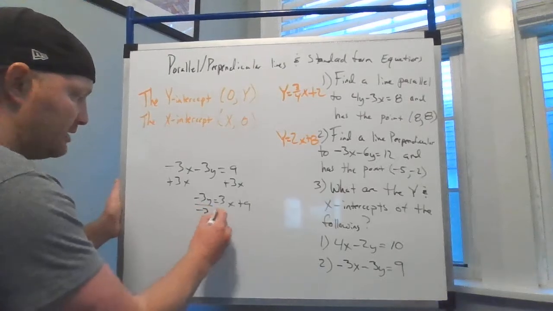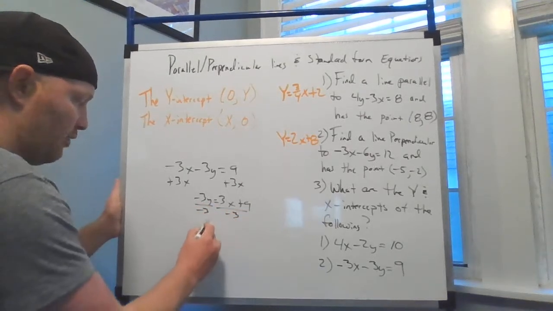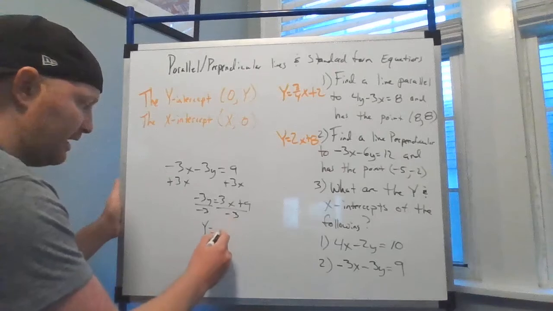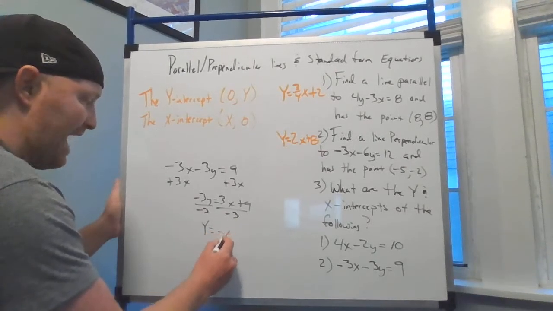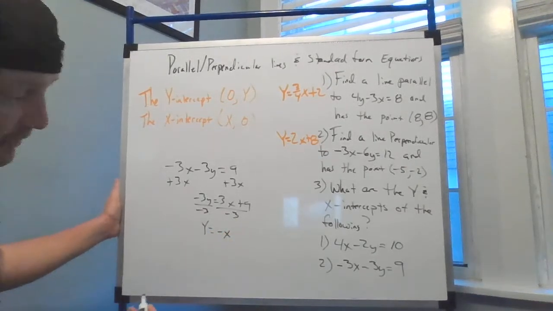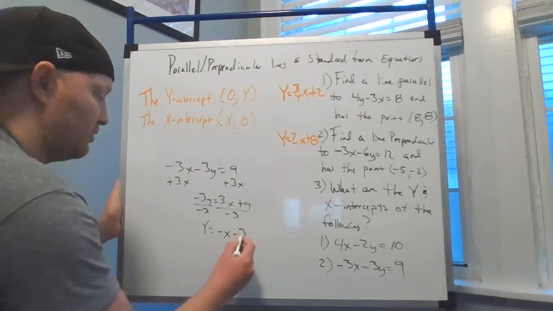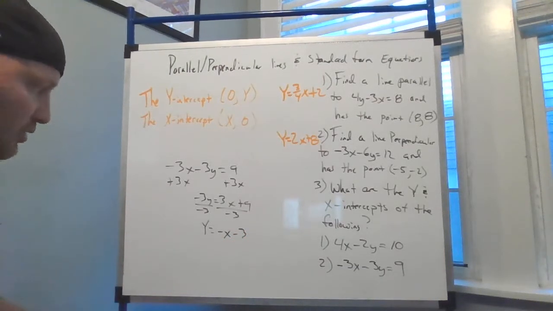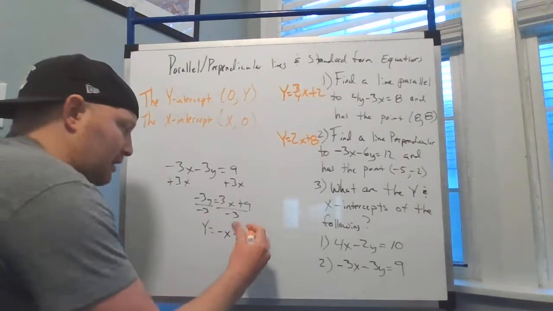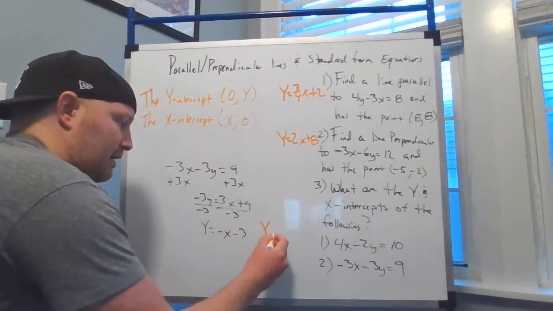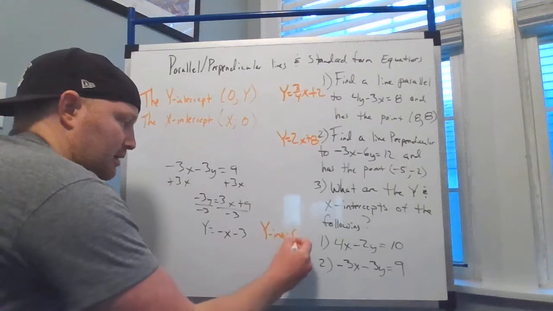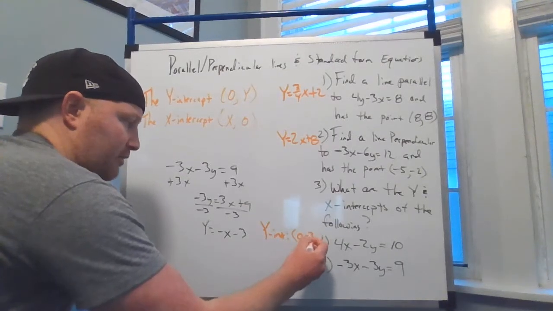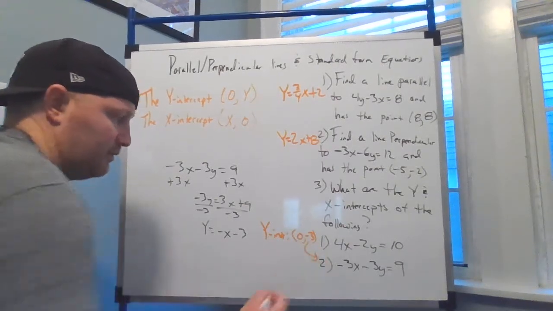I'm going to divide both sides by negative 3, and I'm going to get y equals, and positive over negative is a negative x, not a negative 1x, but a negative x, minus 3. So right away I know the y-intercept is, looking me straight in the eye right there, at negative 3. It's pretty easy. Y-intercept at (0, negative 3). And this one is for this one.